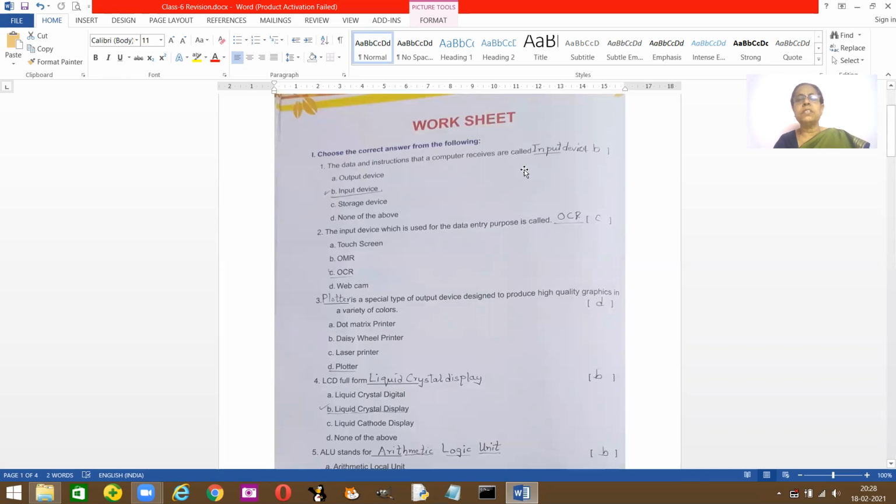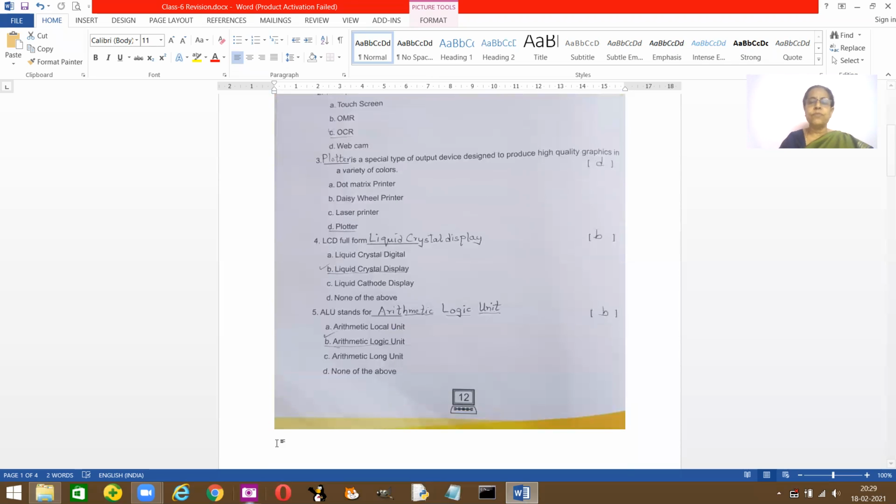The data and instructions given to the computer, it's received by the computer. These devices are called as the input devices. The input device which is used for data entry is the OCR, or the optical character recognition. Dash is a special type of output device that is used to produce high quality graphics, that is a plotter. LCD stands for liquid crystal display. ALU stands for arithmetic logic unit.